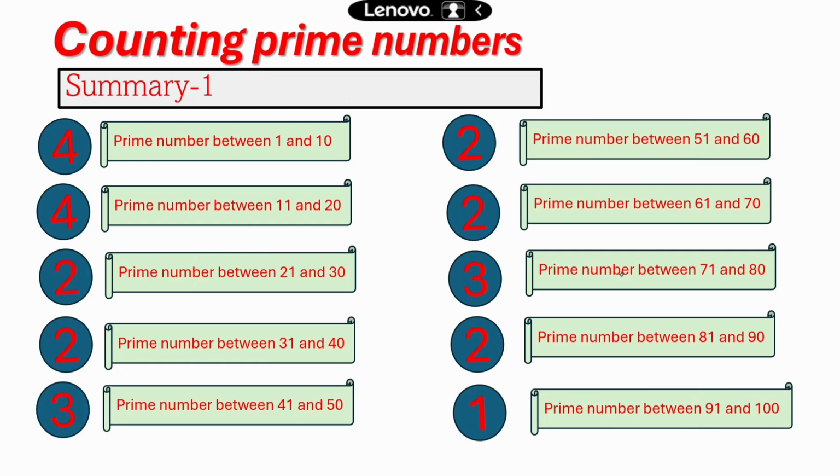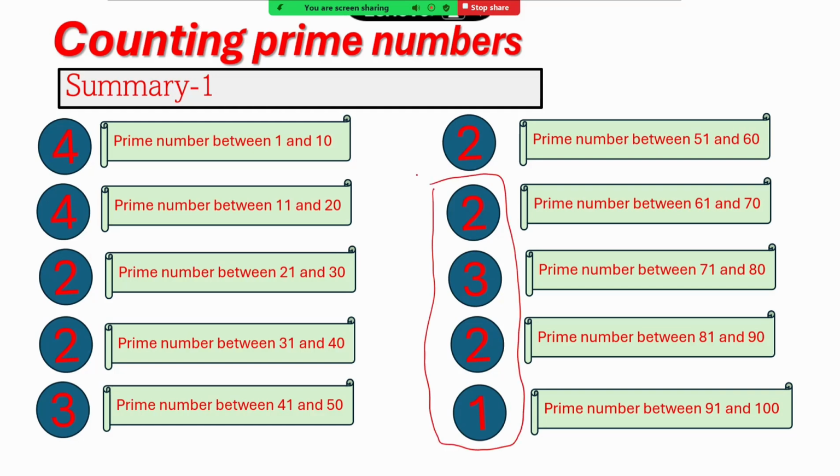It may be asked in combination, say between 11 and 30. At that time you say 4 plus 2, 6. So it may be from any number to any number. For example, it may be asked 61 to 100. Then you will have to add 2, 3 plus 2, so 7, and 1, 8. So between 61 and 100, you have a total of 8 prime numbers.